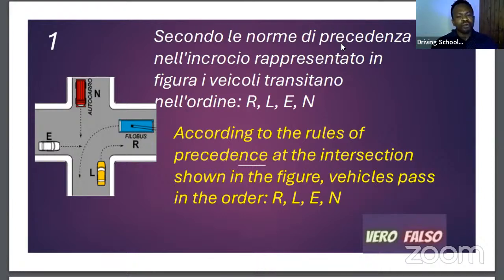Okay, so question number one says, secondo le norme di precedenza nell'incrocio rappresentato in figura, i veicoli transitano nell'ordine RLEN, which is, according to the rules of precedence at the intersection shown in the figure, vehicles pass in the order RLEN. So what is our response to this question?